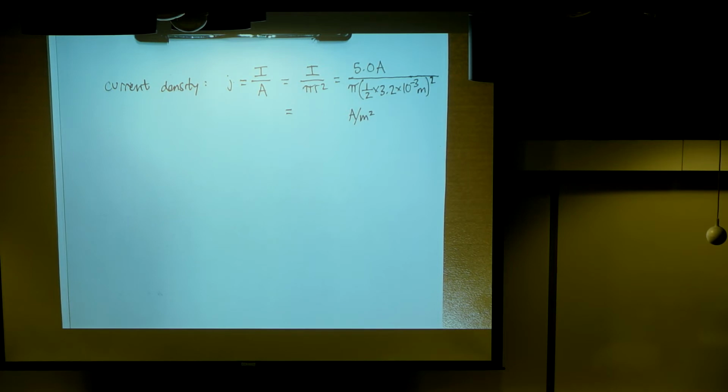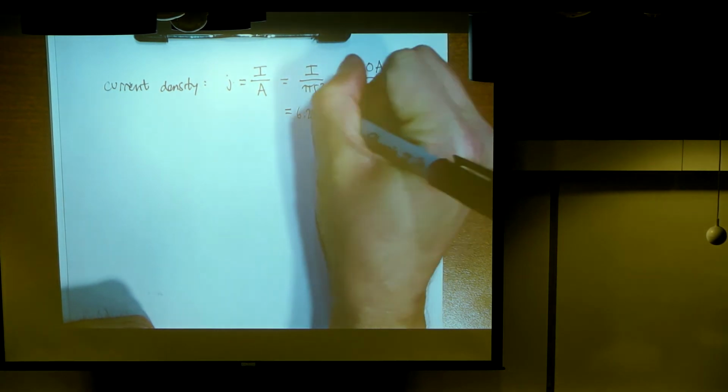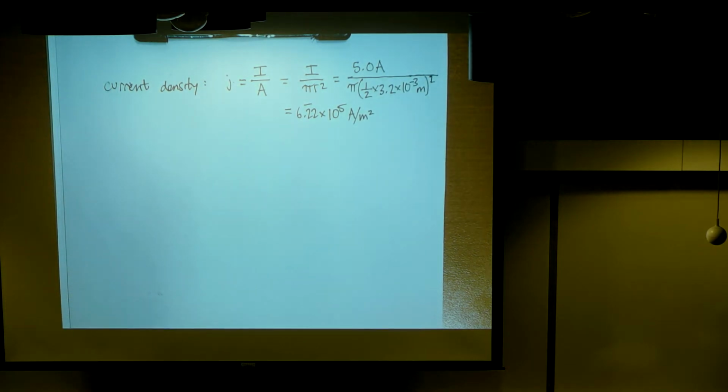I got 6.22 times 10 to the 5 amps per meter squared. Yeah, and that should make sense that we get such a large number because a meter squared is a gigantic area compared to the cross-section of this tiny little wire. So 5 amps are running just through that tiny little cross-section. Imagine how many amps would be running through it if we had the same current density but spread out over a meter squared. So that's why this number is so large.